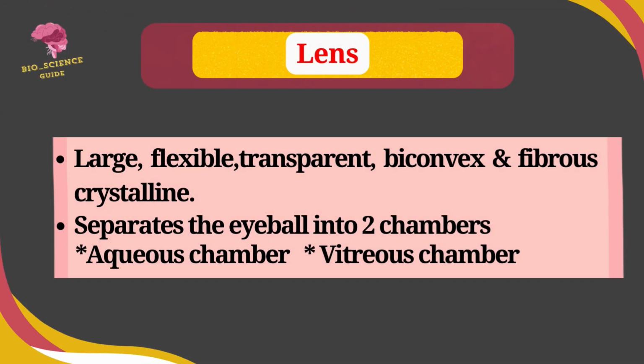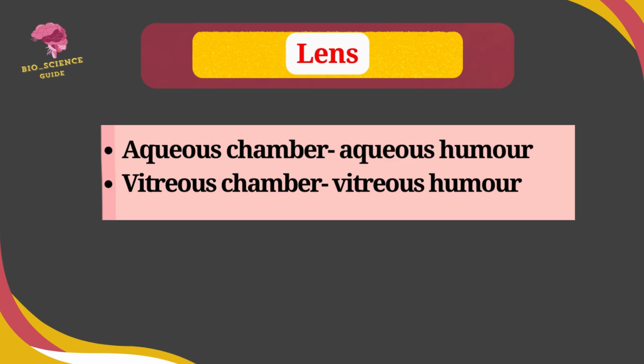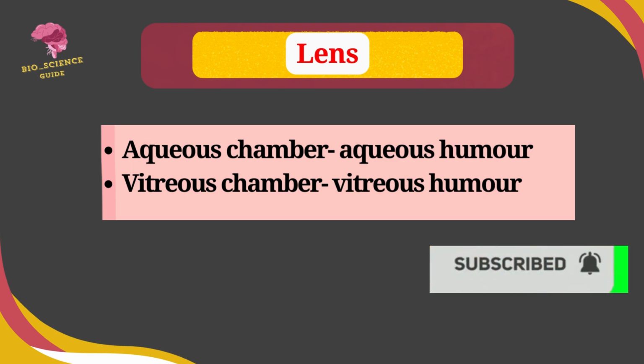The lens is large, flexible, transparent, biconvex, and fibrous crystalline. It separates the eyeball into two chambers, the aqueous chamber and the vitreous chamber. The aqueous chamber consists of a fluid called aqueous humor and the vitreous chamber consists of a fluid called vitreous humor.